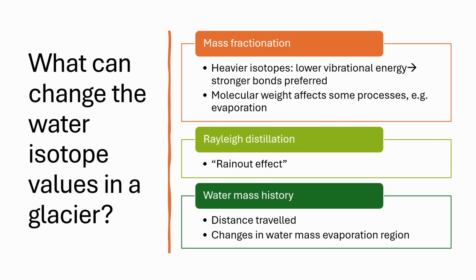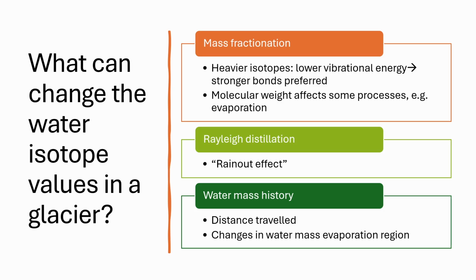Let's talk about the factors that determine what water isotopes end up in glaciers. So one of the largest factors that influences isotopic values is mass-dependent fractionation. This works in two ways. So first of all, heavier isotopes will preferentially have stronger bonds. They're more likely to end up in water or ice, the solid or liquid forms, than to be vaporized. So this is because they have a lower vibrational energy, and therefore they form stronger bonds.